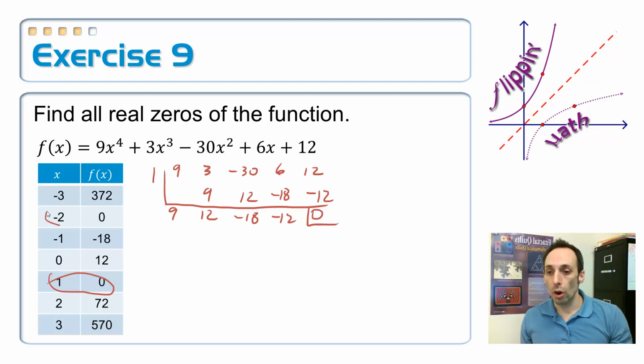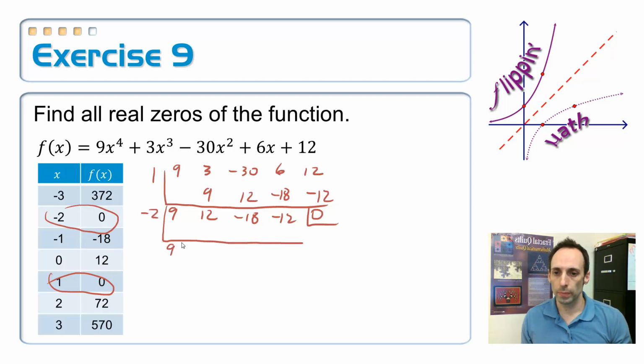Here is another one that is already in the table. I'm going to divide that out of the answer. So -2, 9. 9 times -2 is -18, -6, +12, -6, +12, 0. So what I have left over is this quadratic, 9x squared minus 6x minus 6.